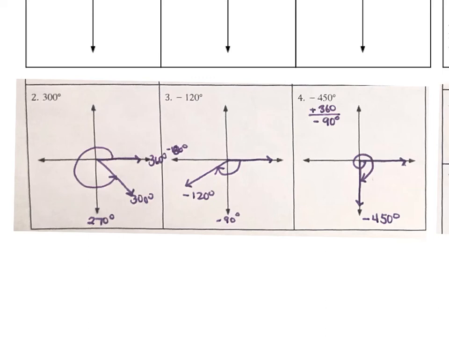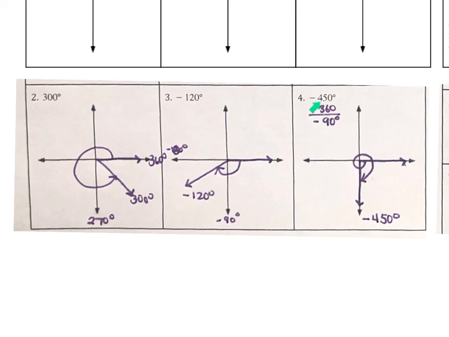So trying this out, for number 2, 300 degrees ends up in quadrant 4. So 360 down here is 270. So you know that 300 is somewhere between 270 and 360, so it ends here. Negative 120 is going to rotate clockwise. And so notice this is negative 90 and this is negative 180. Therefore it ends up here in quadrant 3.